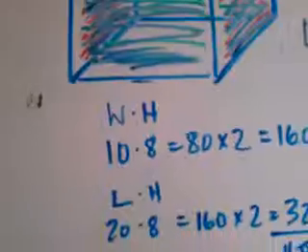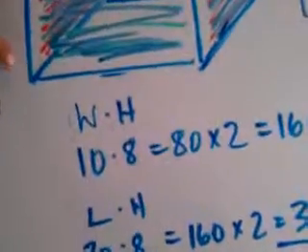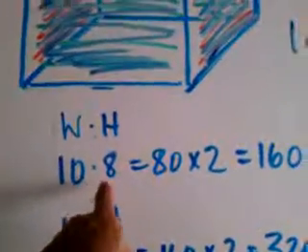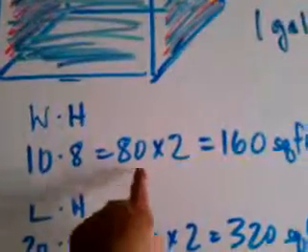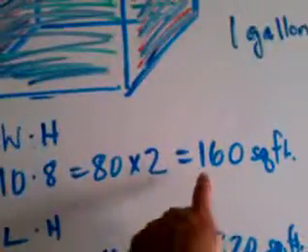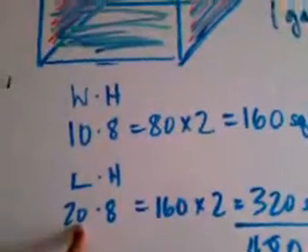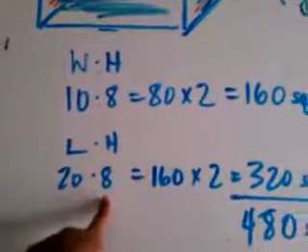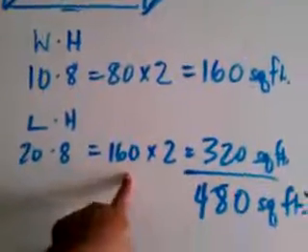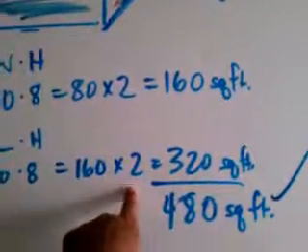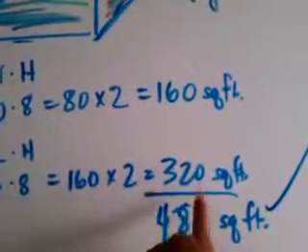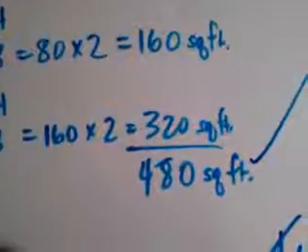So we said to find the area of the 2 side walls, we did 10 times 8, which is 80, times 2 to cover both walls is 160 square feet. And then to cover the front and the back wall, we said 20 is the length times the height, which is 160, times 2 for the 2 walls, gives us 320 square feet. Add it together, we get 480 square feet.